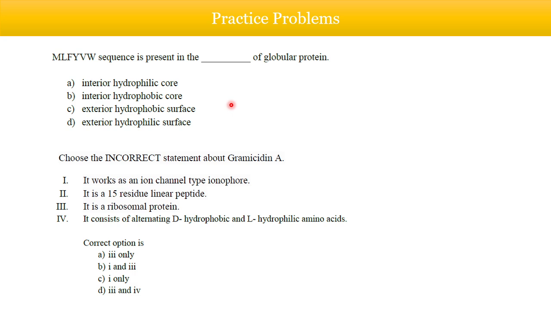So number 1, 2, and 4 are the correct statements. The incorrect statement is that it is a ribosomal protein. It's not a ribosomal protein; it's an antibiotic, to be more precise. So the correct option is number 3 only. So option E.